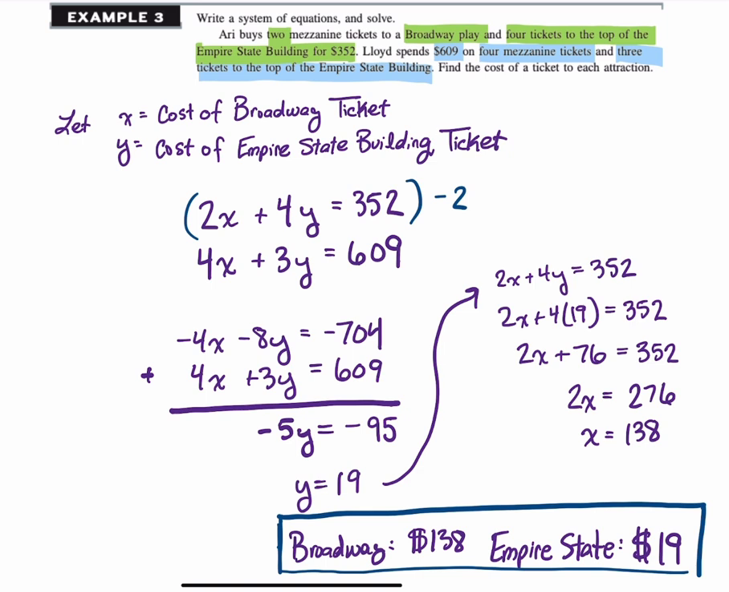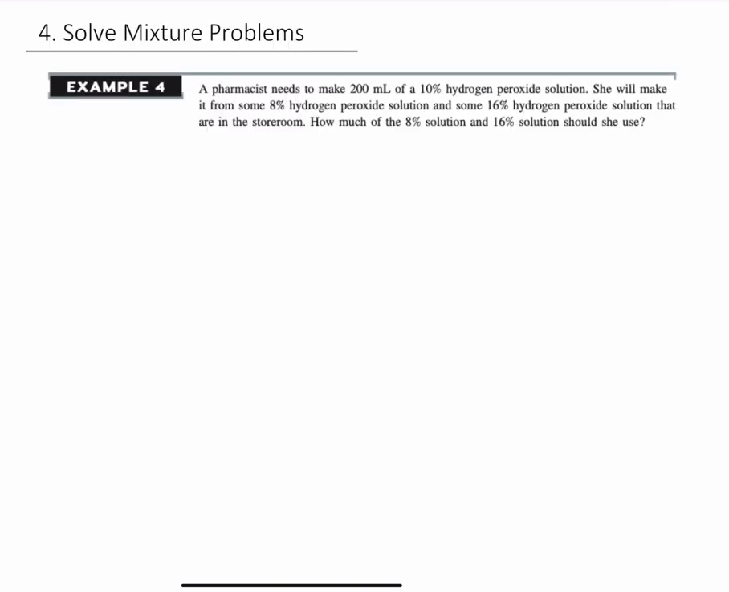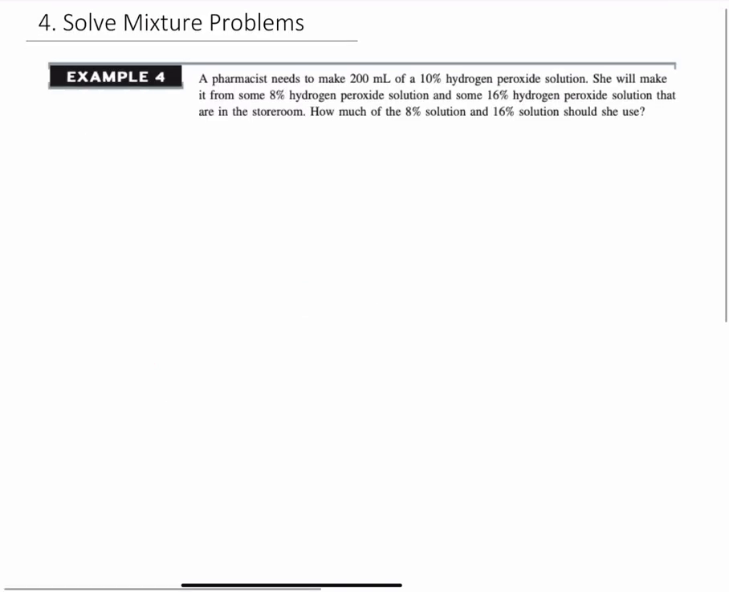All right, if you remember, we did some mixture problems previously when we were solving equations in context in a previous video. So let's see it in terms of systems of two equations. It says a pharmacist needs to make 200 milliliters of a 10% hydrogen peroxide solution. She will make it from some 8% hydrogen peroxide solution and some 16% hydrogen peroxide solution that are in the storeroom.